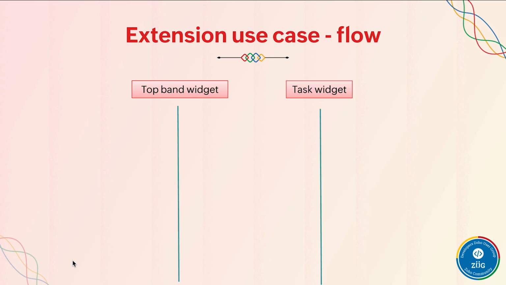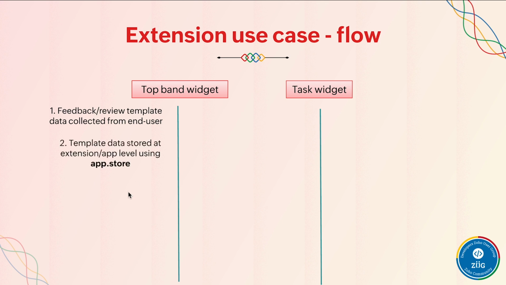The data flow that's going to occur for this example between the top band widget and your task widget is as follows. The first step is you're going to collect the feedback or review template data from the end user, that is the question and the answer choices. Once that is collected, you're going to store it at extension level using app.store.